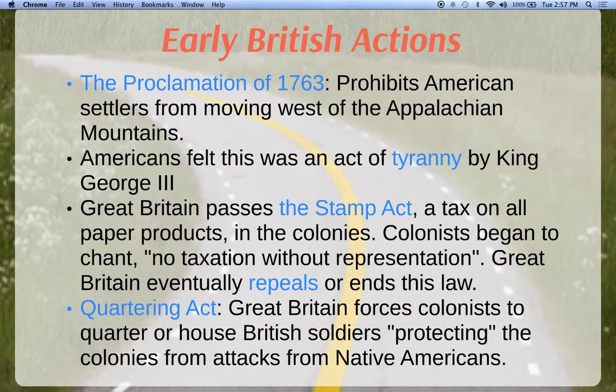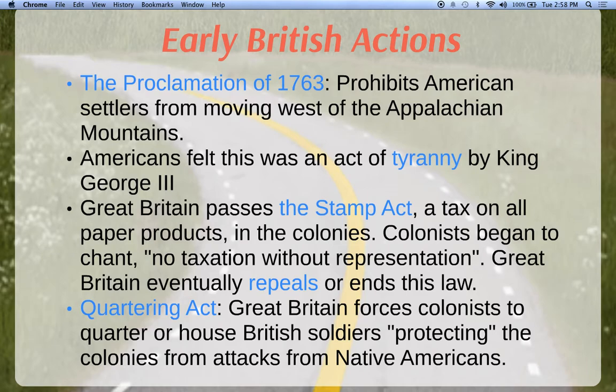Some of the early things that took place after the French and Indian War, something called the Proclamation of 1763 was set forth by King George. He basically said American settlers cannot move west of the Appalachian Mountains. This is where we see this idea of tyranny come up. This is an idea that when somebody uses their power unjustly, and I think we can come up with examples of people in our lives that might use their power unjustly.